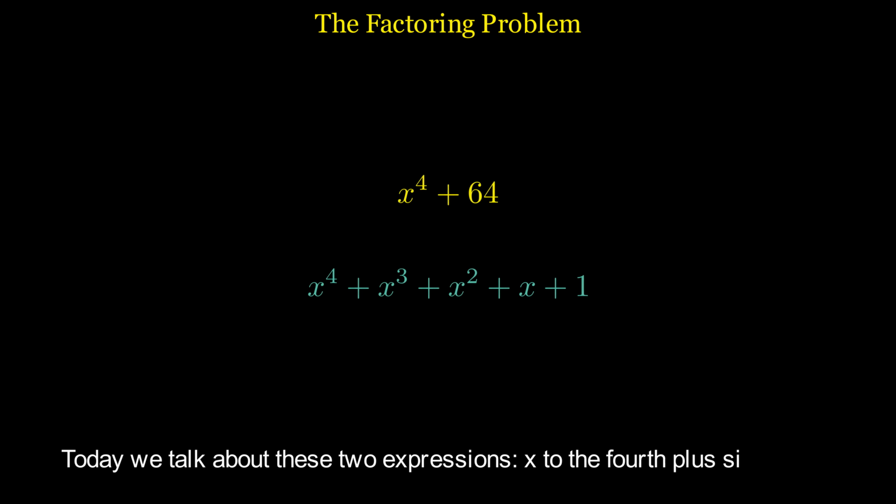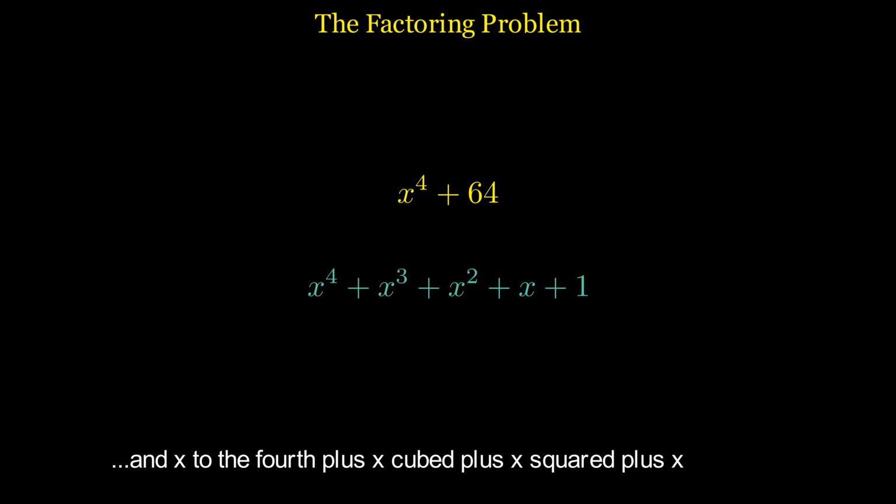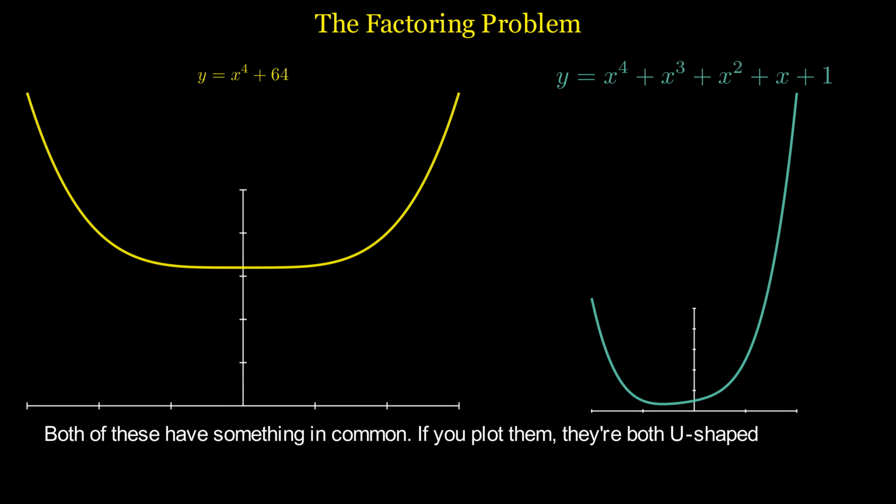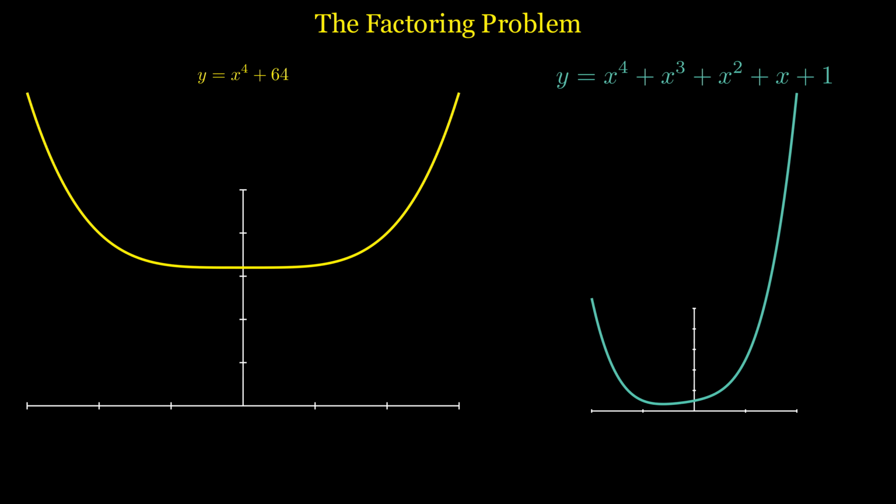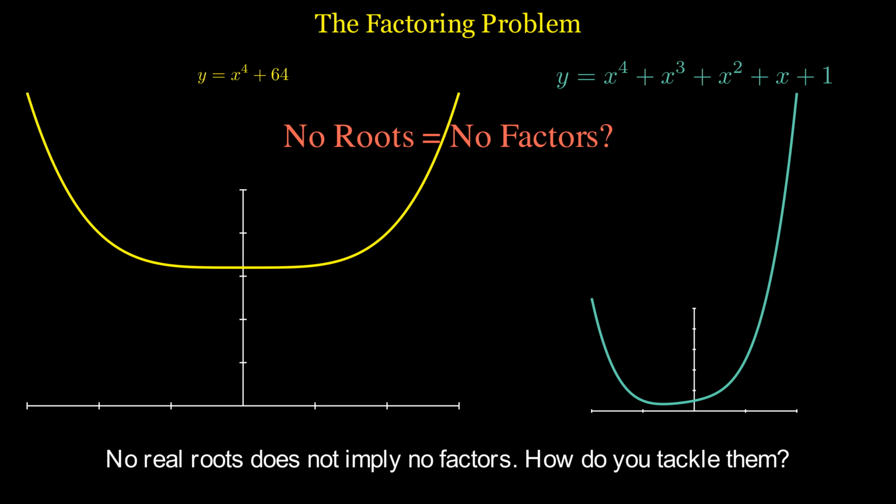Today we talk about these two expressions, x to the fourth plus 64 and x to the fourth plus x cubed plus x squared plus x plus 1. Both of these have something in common. If you plot them, they're both U-shaped and never cross the x-axis. No real roots does not imply no factors. How do you tackle them?